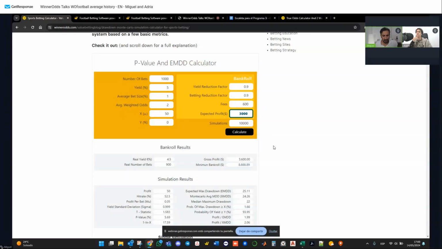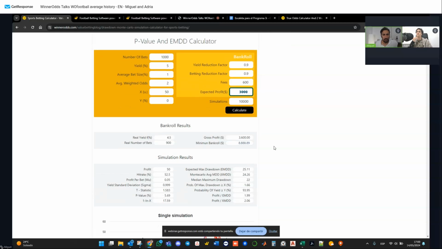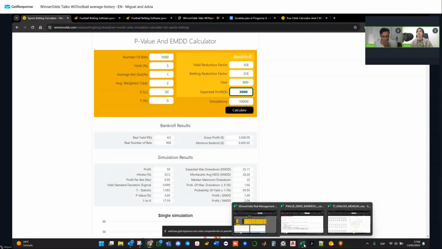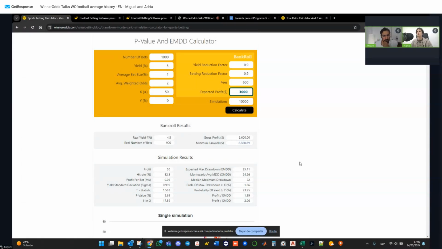And now I will apply this to WinnerOdds so that we see which is the recommended bankroll we need here. I do remember that I tried to mess with the calculator at some point, and I was confused by the fee part because it doesn't show units. So I thought it was some percentage, something that I didn't understand, but it's in dollars. Yes, in this case, it's the same, euros or dollars or money, okay? But money for the period of this number of bets.